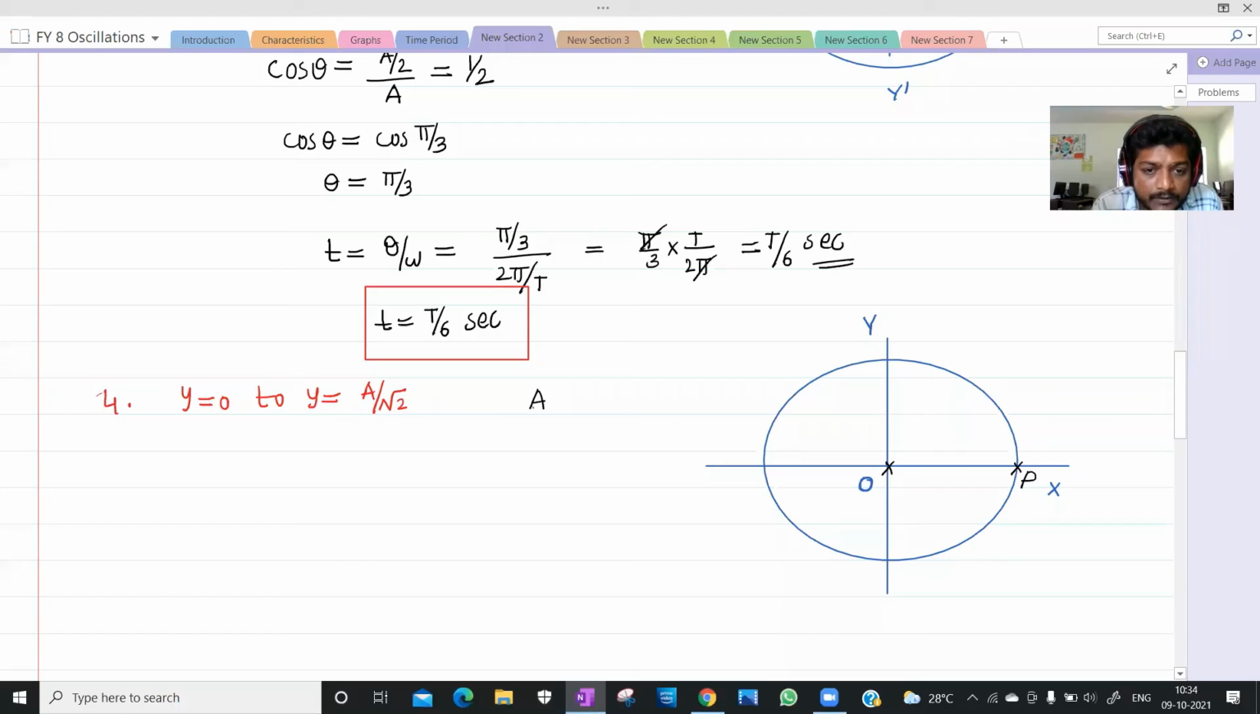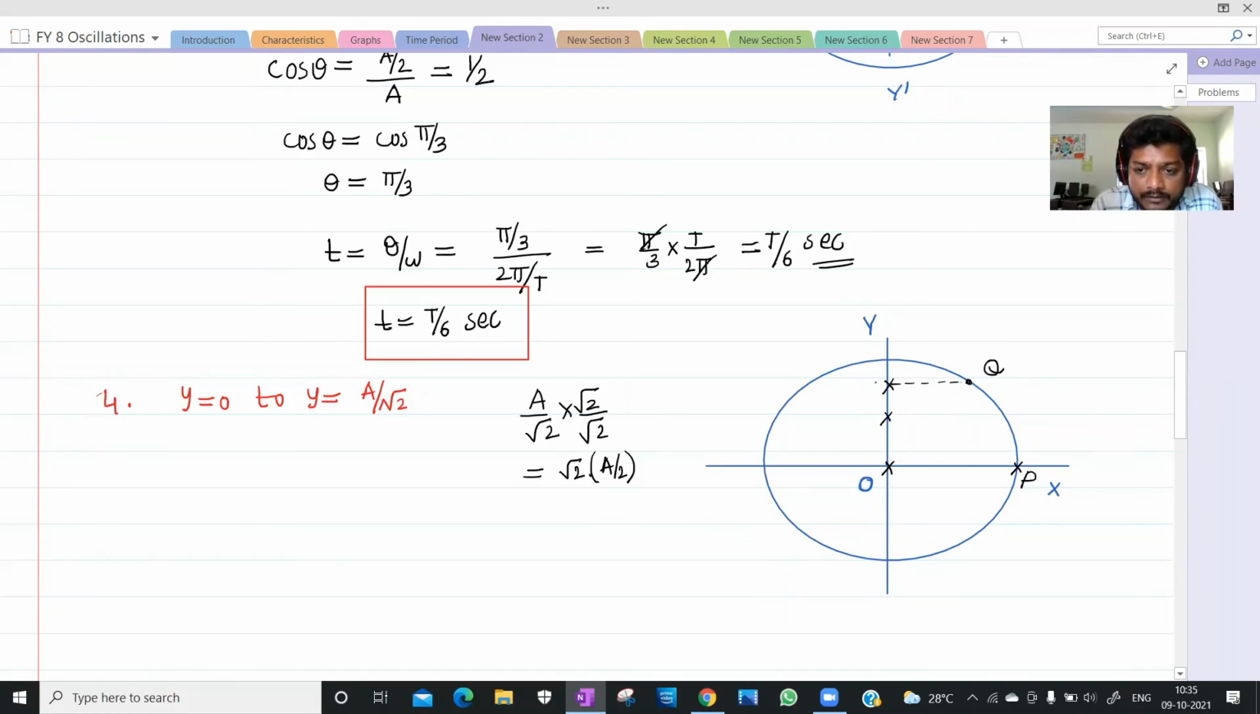A by root 2 means we rationalize: root 2 and root 2. This is nothing but a by root 2 times root 2 by 2, which is greater than a by 2. For example, this is a by 2, and this is your a by root 2. Now the corresponding point on the reference circle is Q.